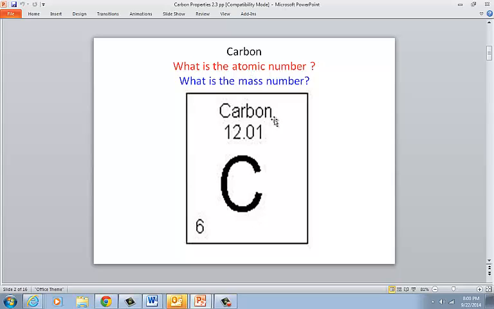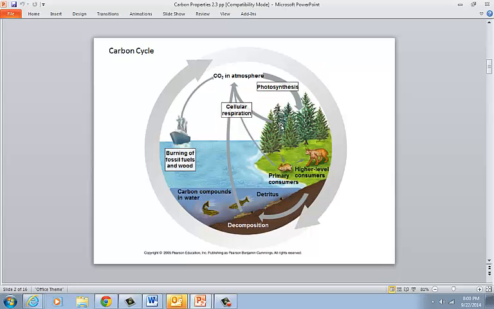So the mass number of carbon, this is set up a little different than the periodic table from the last video. But you can see carbon has an atomic number of 6, which means 6 protons. The mass number is right here, the 12.01. The mass number is the protons plus the neutrons. That's right. I heard you say it. I just thought I'd echo it. Did I mention I have really good hearing?